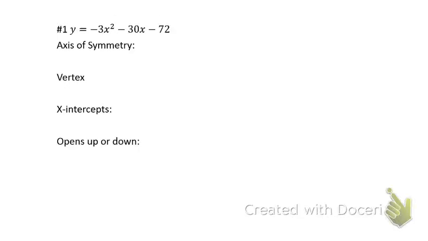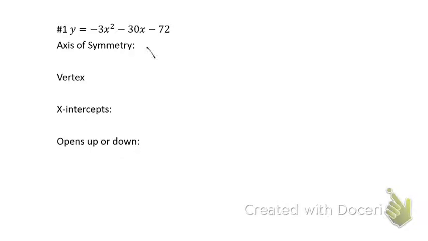Okay, so this is a short little video. It's going to be talking about how we put all this stuff together, how we actually graph one of these things. On question number 1 on your assignment, we have the equation y equals negative 3x squared minus 30x minus 72. First thing it's asking for is the axis of symmetry.